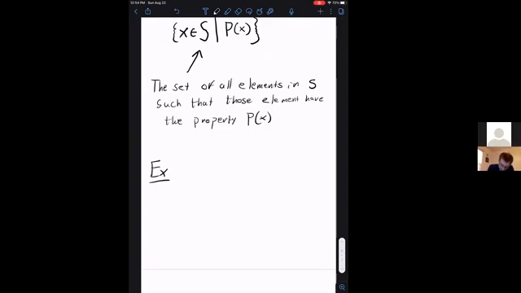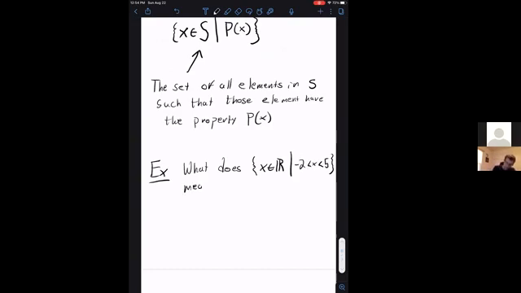So here we go. Let's write out what some of this means. We'll do two of them. So X in the real numbers such that -2 less than X less than 5.